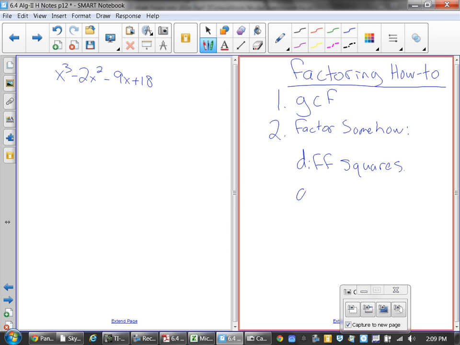You know difference of cubes. You know sum of cubes. We just did that yesterday. You also know how to factor a trinomial: multiplying the first term times the last to get you to the middle, splitting, and grouping.